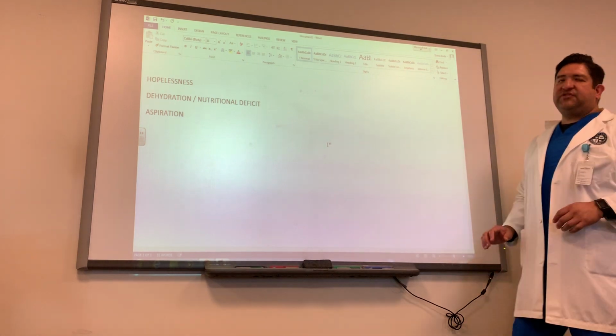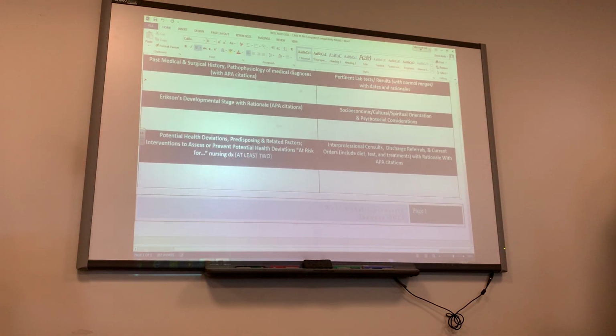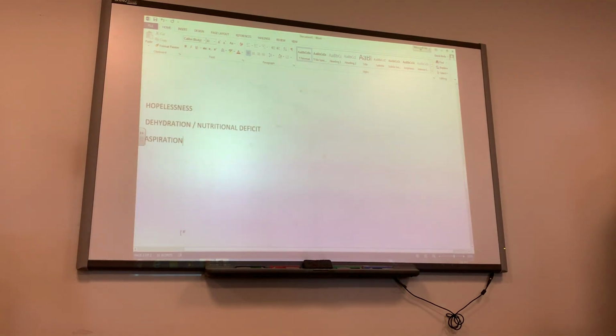So the instructions are right here: potential health deviations, predisposing and related factors, and then the interventions to assess or prevent the potential health deviations. So it starts off with at risk for. It says here nursing diagnosis, but it's part of a nursing diagnosis thought process, but it's the at-risk statement. So we're gonna go ahead and go with our dementia patient, and I'm going to do this one.